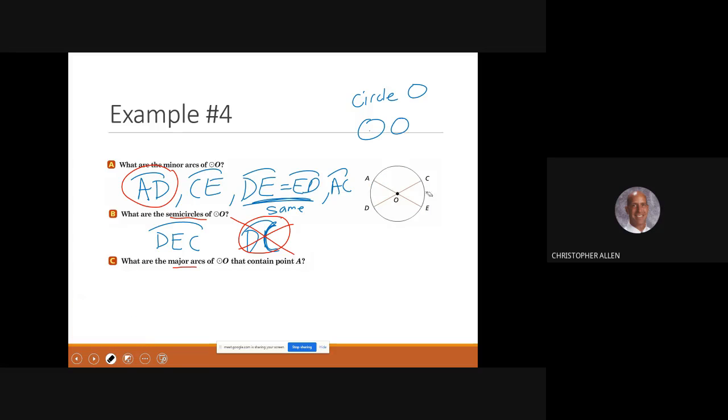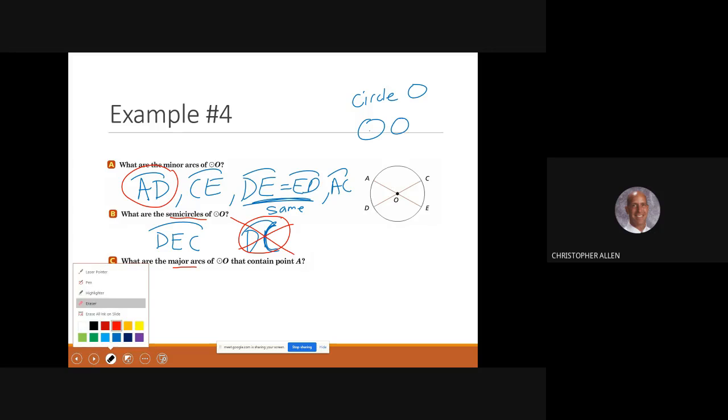By the way, AD, this one up here, if I said the minor arc AD, is there any way to get that confused? No, AD is just AD. There's no way to get that mixed up. Can someone give me a different semicircle besides DEC? Yeah, Alex. ACE. So let's see here.